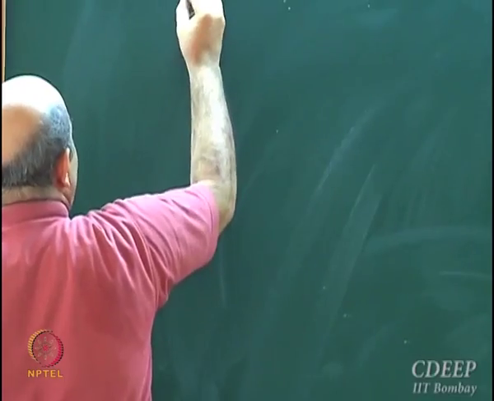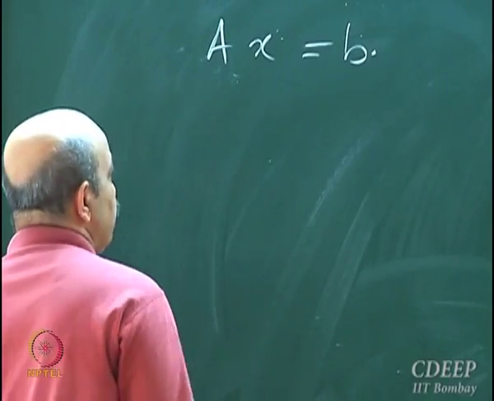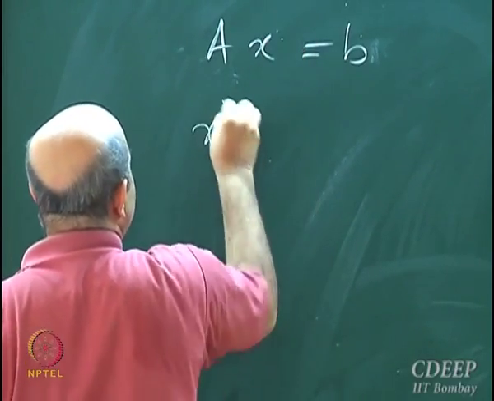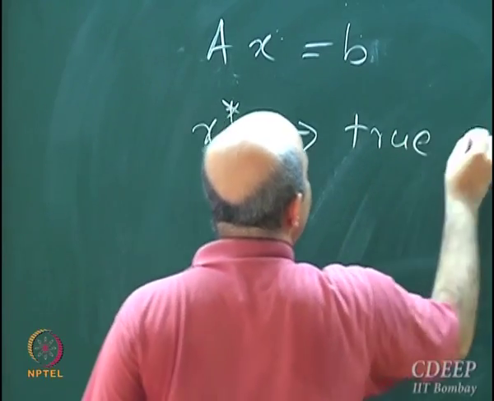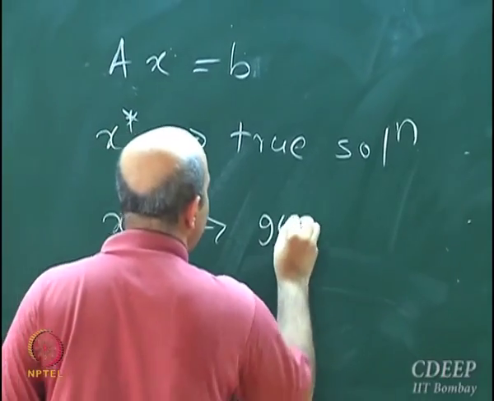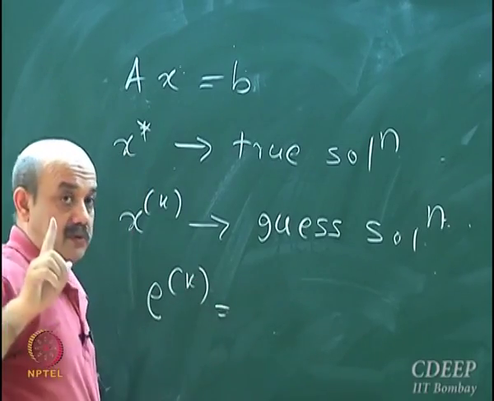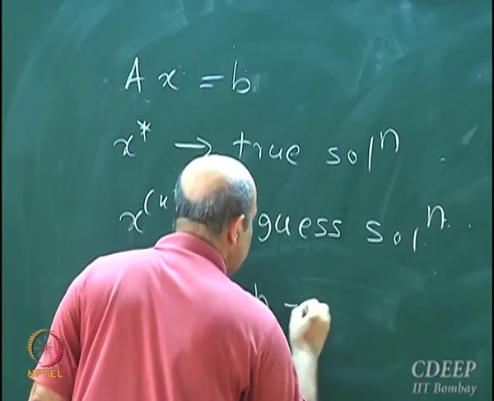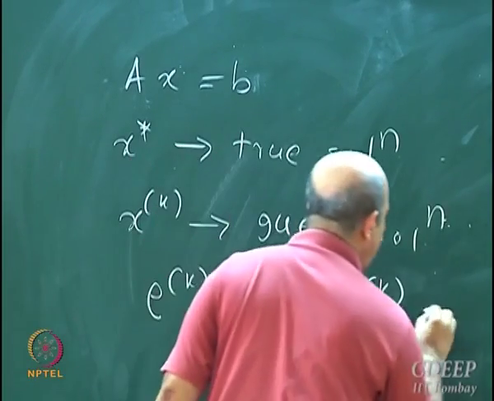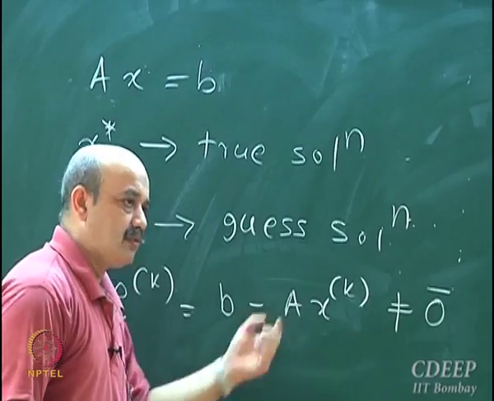Well, if I want to solve Ax equal to b, if I take a guess solution, the true solution is, let's say, x star. And if xk is my guess solution, then obviously ek, now my ek has a different definition. Ek is b minus A xk. Okay, this is not going to be 0. When xk is equal to x star, it will be equal to 0.